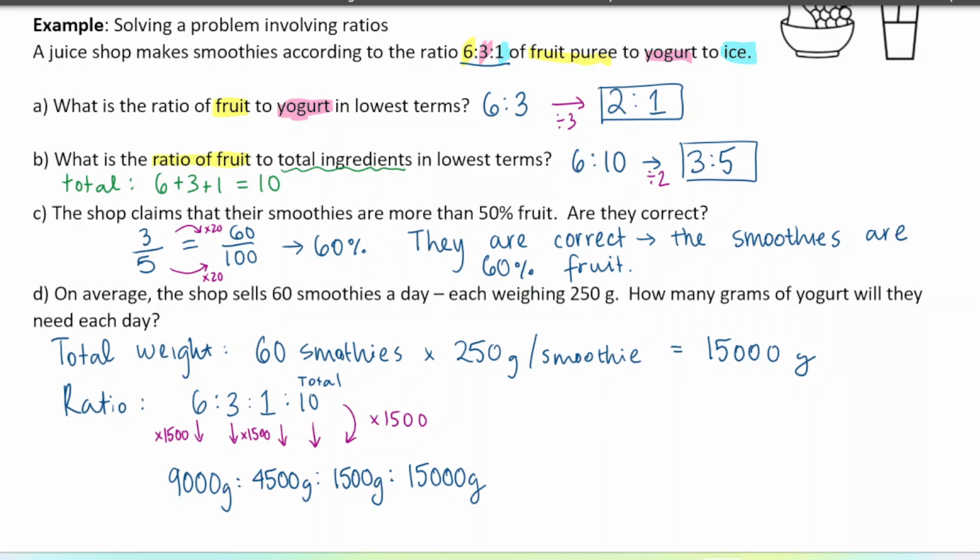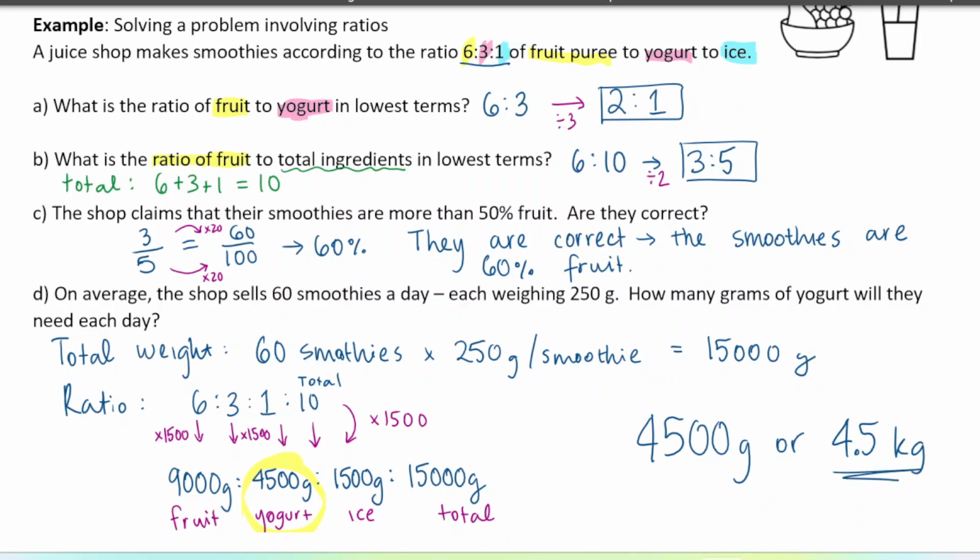So this is how much fruit puree, this is how much yogurt, this is the amount of ice, and this is the total. So you can multiply or divide any ratio. If you do it by the same number for every single term, you get an equivalent ratio. And then the answer I'm looking for here is how much yogurt to order. So it would be 4,500 grams, or 4.5 kilograms if you want to divide it by 1,000. It's a more reasonable unit of yogurt. All right, and that is the end of the lesson.